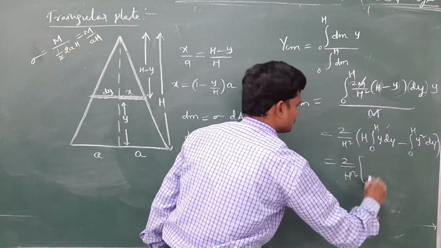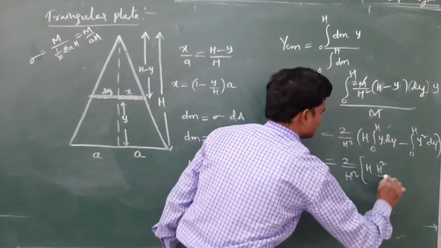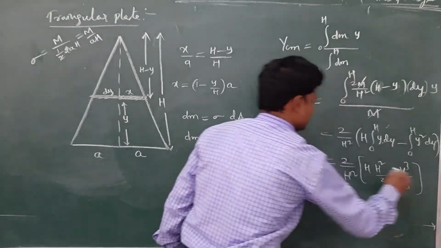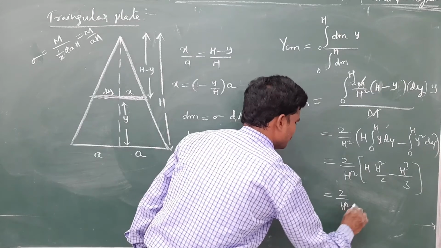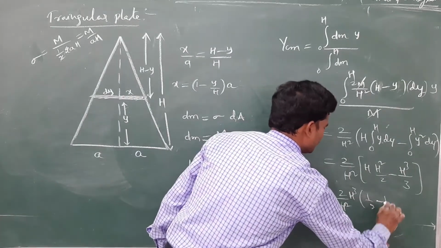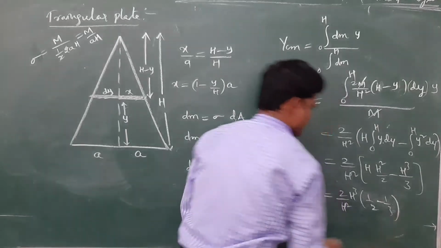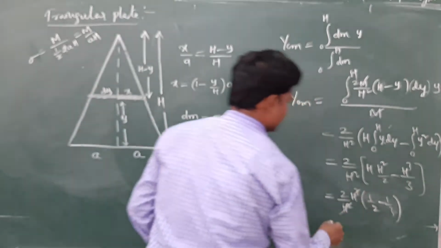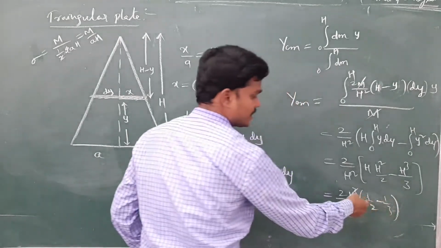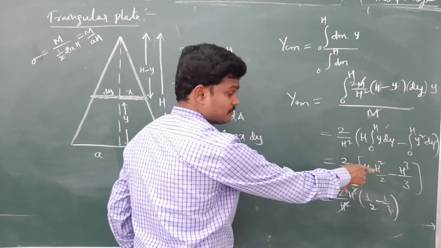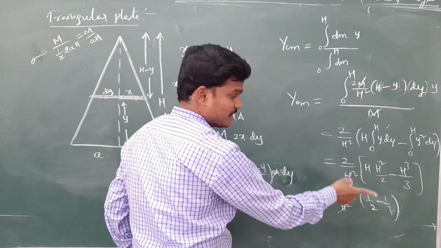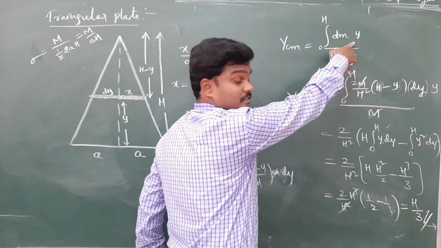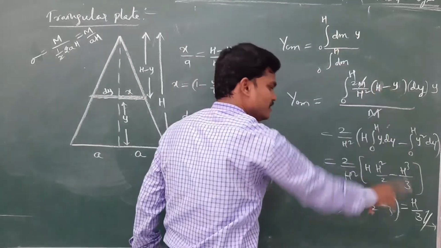So h into h square by 2, and this is h cube by 3. Now if you take h cube common, verify these calculations: 1 by 2 minus 1 by 3. So h square, 1 h cancels. So this is 3 minus 2 is 1, 1 by 6, and 2 by 6 it is h by 3. Earlier I missed this y, that's why I was not getting the answer. Now just multiplying this y, you will get h by 3.